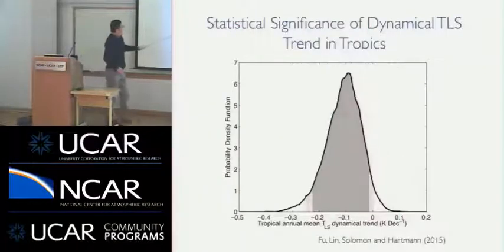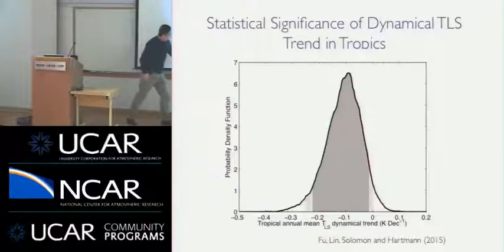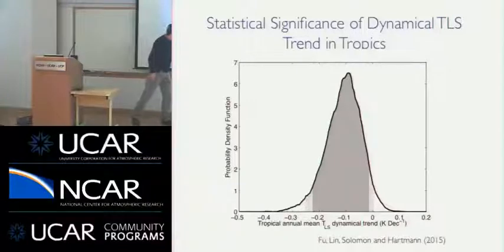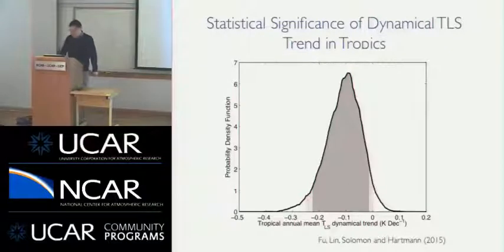Here it shows the statistical significance of the dynamic components we derive in the tropics. The darker shades mean the 90% confidence interval, and the lighter one shows the 95%. So although it's not 95% confidence, it's confident at 90%.